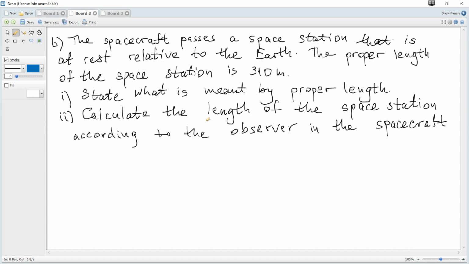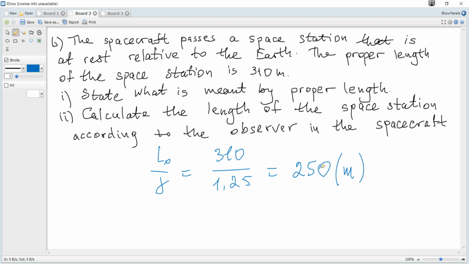The next, the spacecraft passes a space station that is at rest relative to the Earth. The proper length of the space station is 310 meters. State what is meant by proper length. The proper length is a length of the object measured in the reference frame where the object is at rest, or the length of the object measured when at rest relative to the observer. Calculate the length of the space station according to the observer in the spacecraft. So the observer in the spacecraft will measure the contracted length, and it becomes 310 divided by 1.25, and it's 250 meters.